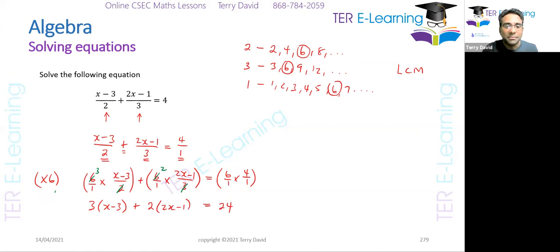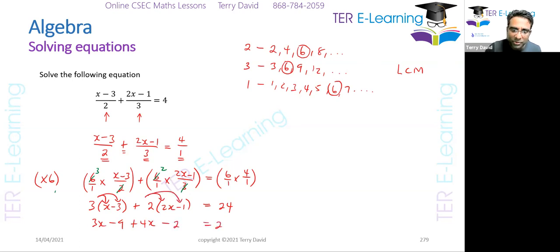Next step, we need to simplify this. So what I'm going to do, I'm going to say 3 multiplied by x, that's going to give me 3x. I'm going to take this 3 and multiply by this minus 3. The sign is important. And that's going to give me minus 9. Then I'm going to simplify this here. 2 by 2x is going to give me plus 4x. And then 2 multiplied by minus 1, that's going to give me minus 2.